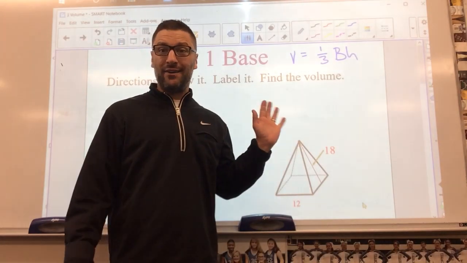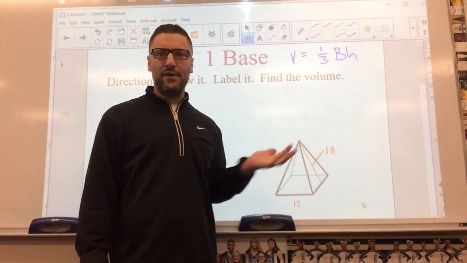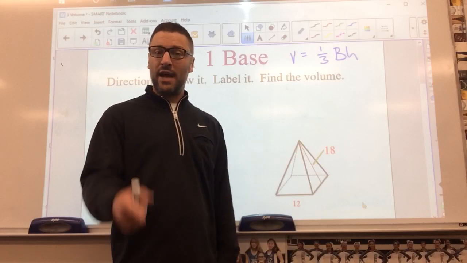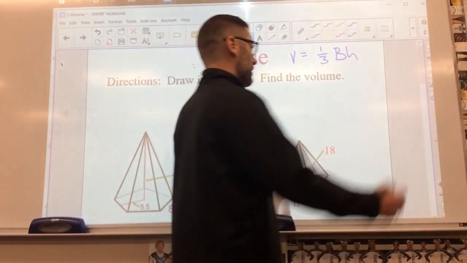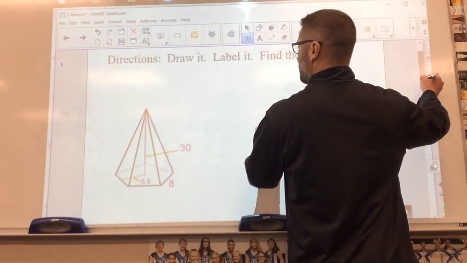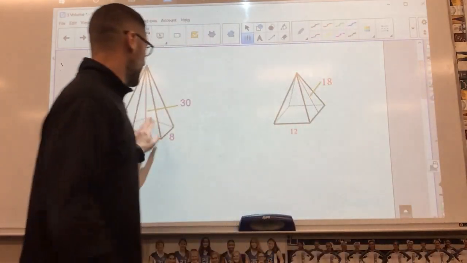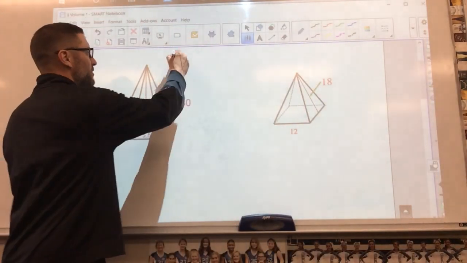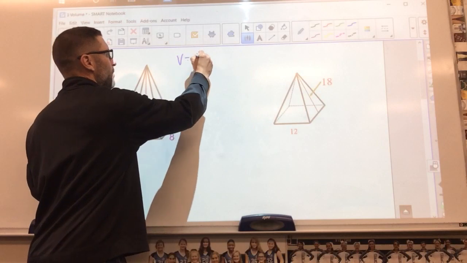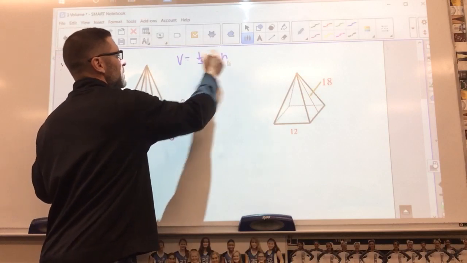So formula calculations, a lot of this stuff I'm going to go over today, are very similar. Have your calculator out, be ready to go. We're going to find the volumes of these one base figures. So here we go. It asks for volume. Volume is equal to 1/3 big BH.